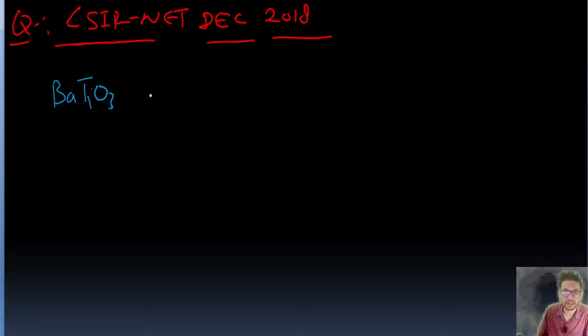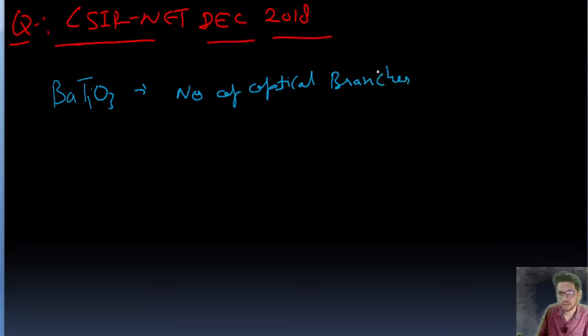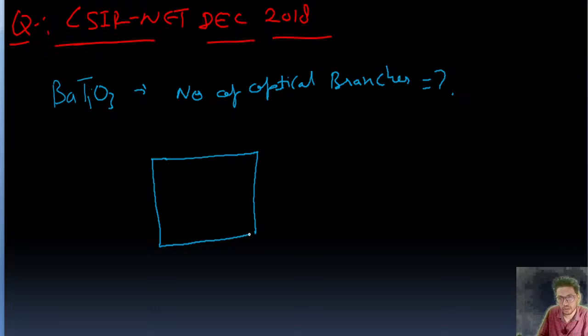In barium titanate, BaTiO3, you need to find the number of optical branches. Sorry, it's barium titanate, and the crystal structure is given, guys. I'm making that crystal structure, and you need to find out the number of optical branches.